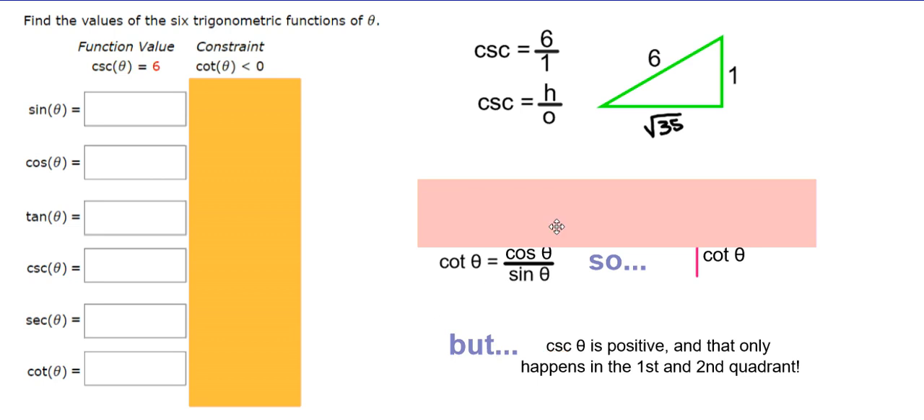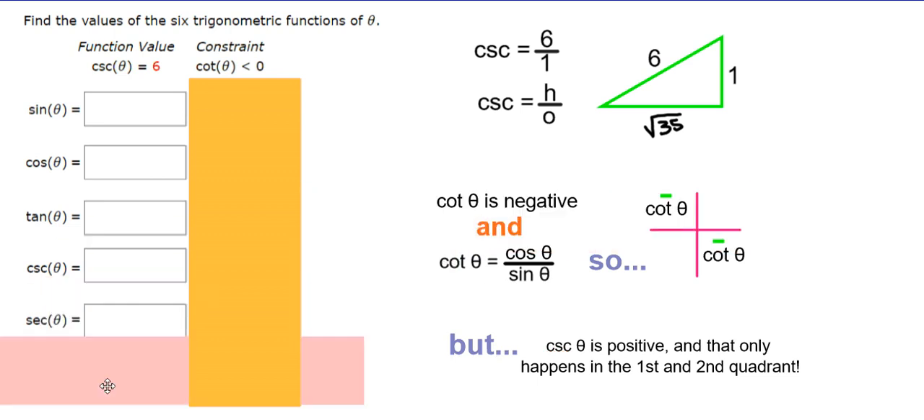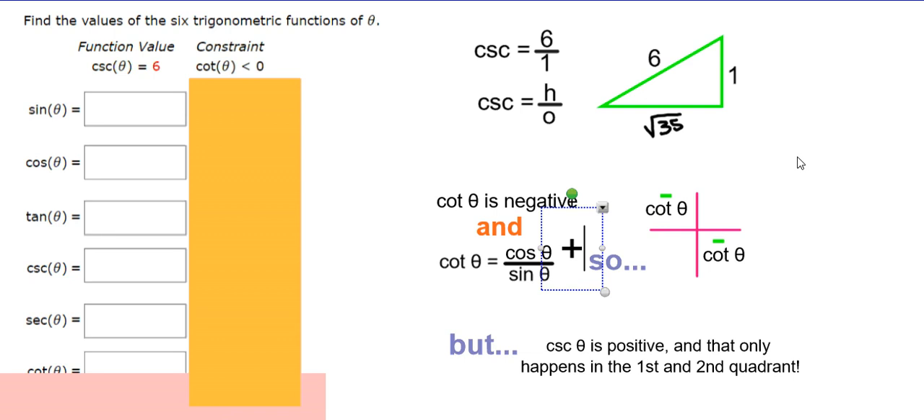So cosecant's positive, so what that means is that that only happens in the first and the second quadrant. Sorry, I didn't finish this slide. So cosecant being positive only happens in the first and the second. And so where are both true? Where is cotan negative and cosecant positive? In this second quadrant. So we know that we are dealing with an angle whose terminal side is in the second quadrant.